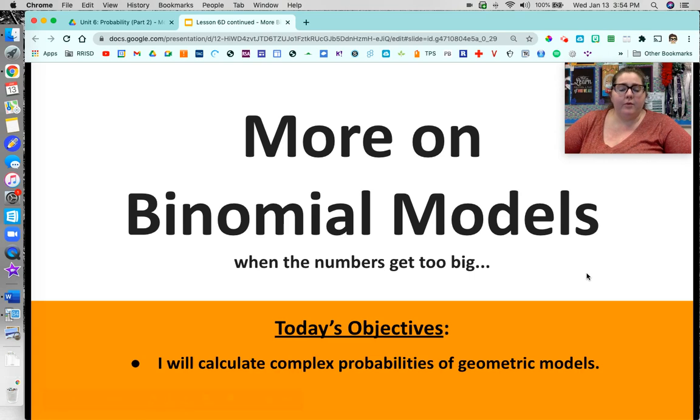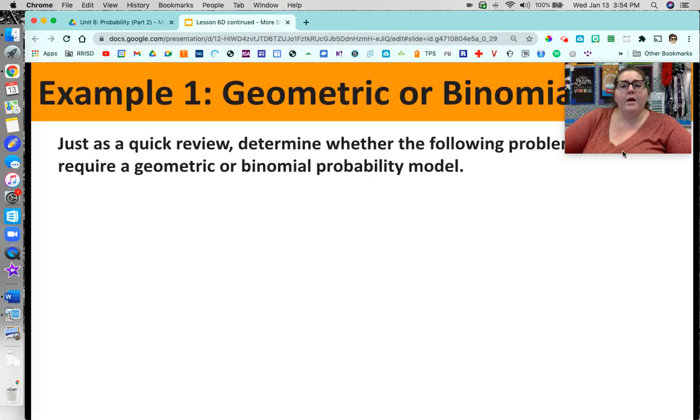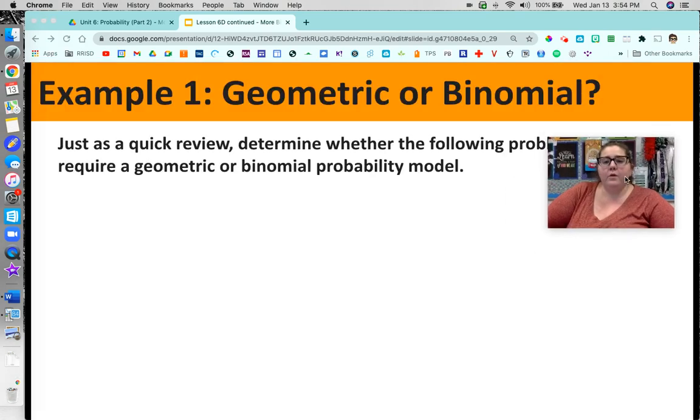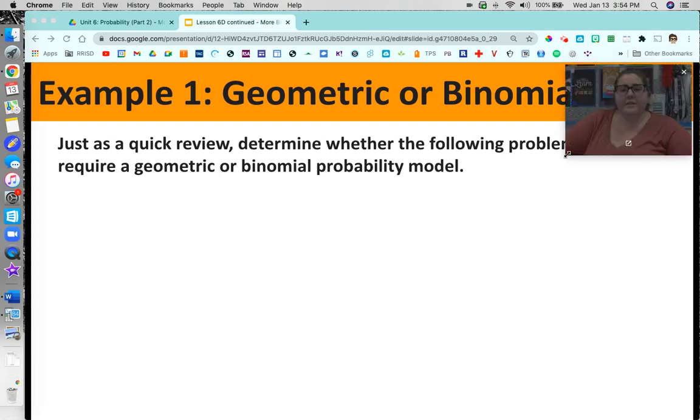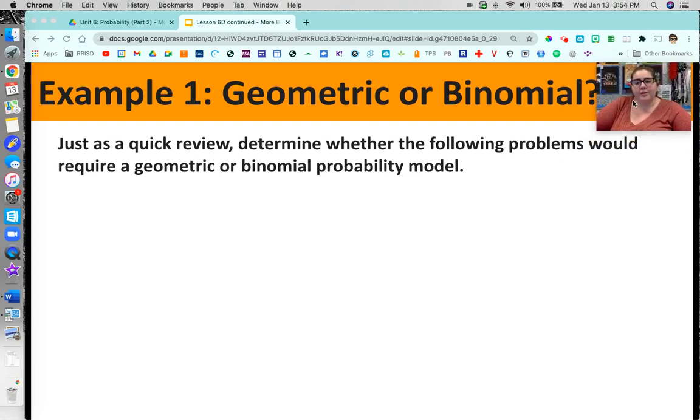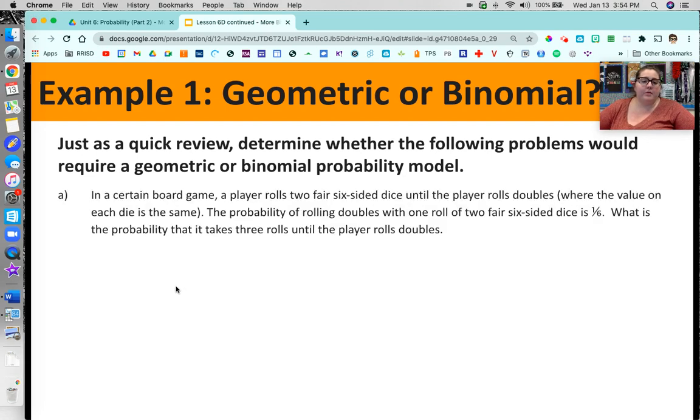So our first example is just a quick review to know what the difference is between binomial and geometric when we're deciding which model to use. So the first example: in a certain board game, a player rolls two fair six-sided dice until the player rolls doubles, where the value on each die is the same. The probability of rolling doubles with one roll of two fair six-sided dice is 1/6. What is the probability that it takes 3 rolls until they roll doubles?